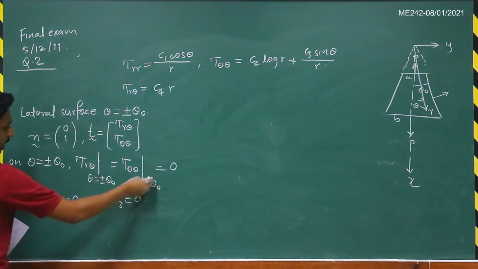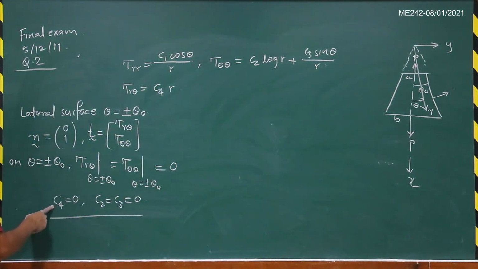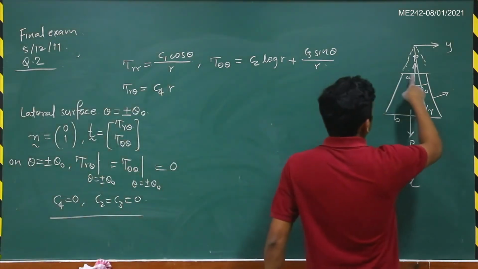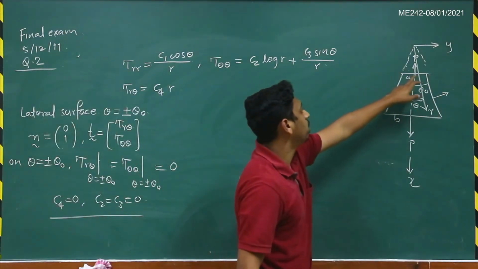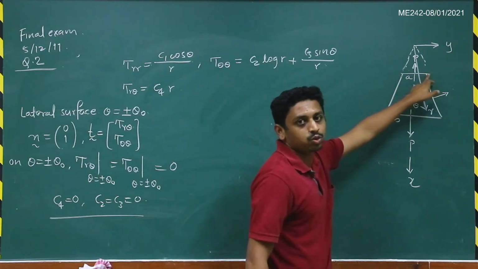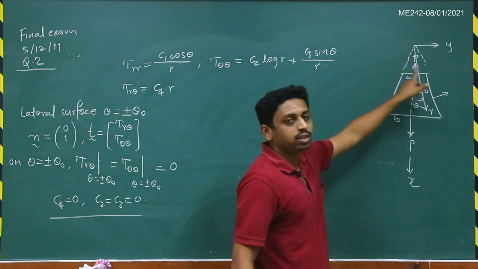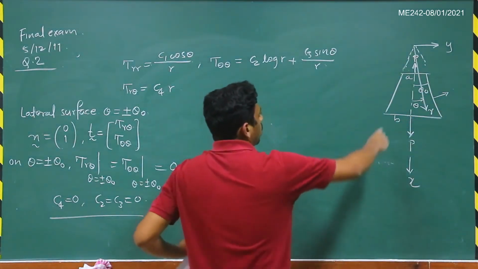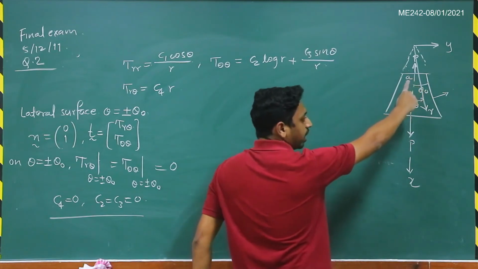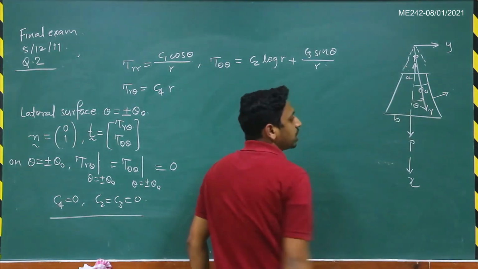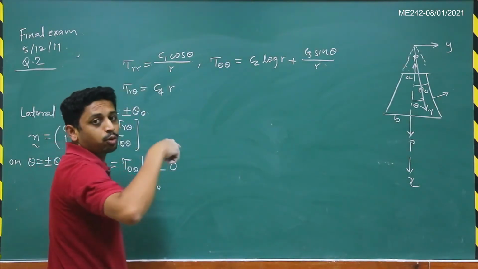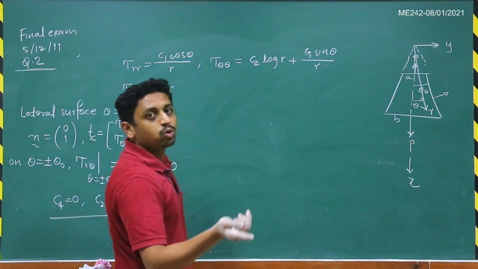So by applying these boundary conditions, you will get C4, C2 and C3 equal to 0. Now for finding C1, you can see here this net axial load is applied on the flat surface. This flat surface cannot be represented as some R equals constant. So to represent this flat surface and to find the net axial force acting on that surface, we have to transform our stresses from the polar coordinate system to the Cartesian coordinate system.